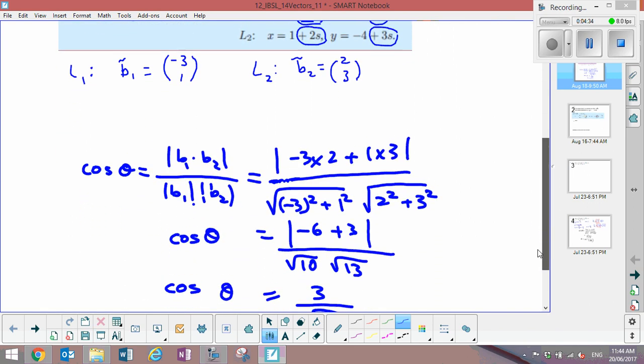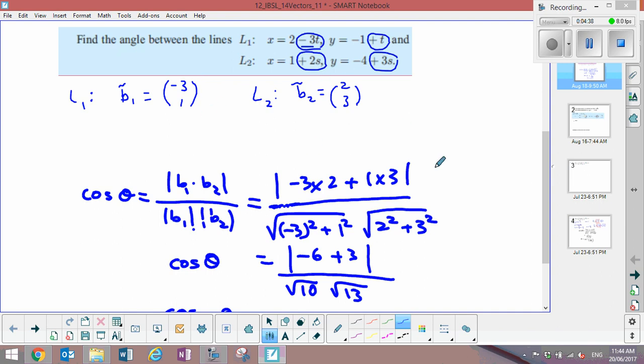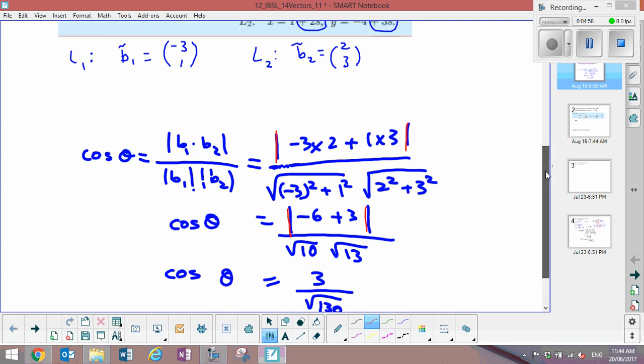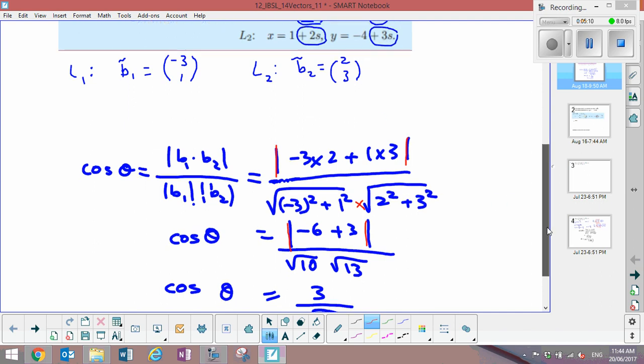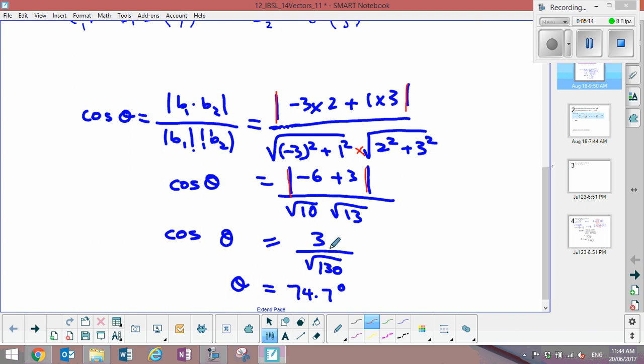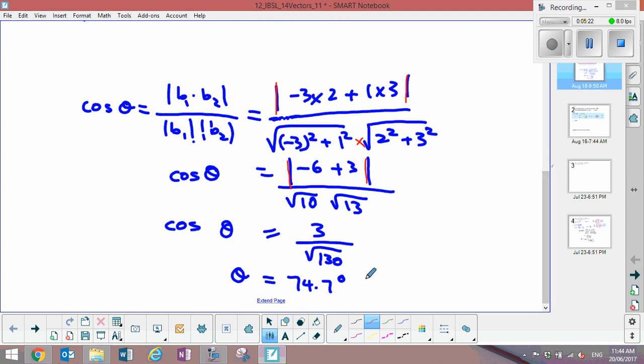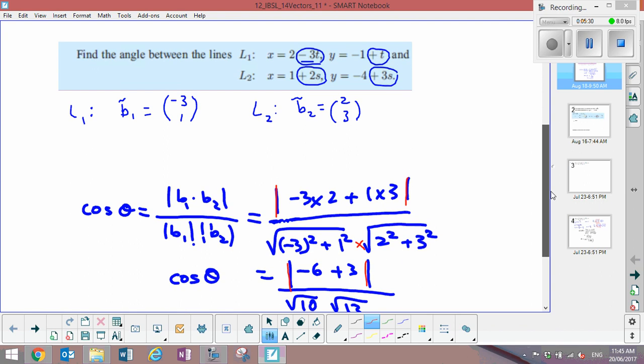So hopefully you've come up with this. We've got -3 times 2, 1 times 3, and these symbols here, this is not a 1. Remember, this is our absolute value of the numerator. So -3 becomes -6 plus 3, and we're taking the absolute value of that, which becomes +3. In the denominator, we want the magnitudes, so we want the square root of minus 3 squared plus 1 squared times, remember that's being multiplied, 2 squared plus 3 squared. We come down with root 10 times root 13, so we end up with 3 over root 130, and take the inverse cos, and our angle comes out at 74.7 degrees. You could have given an answer in radians, but we've done it in degrees. So that's the acute angle between those two lines.